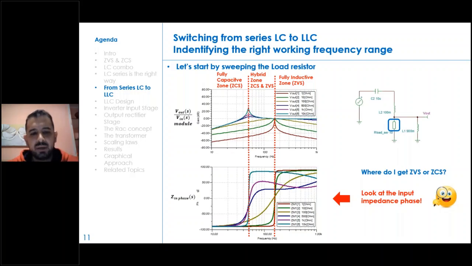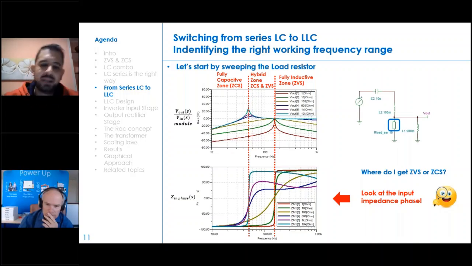So here we can see two resonances. One set by both L1 and L2 with the capacitor, that is the one at low frequency, this one, basically. The other one set by the smaller inductor, so L1 and the capacitor, this one. Below the lower resonance, we have the capacitive zone because the impedance phase is always lower than zero.